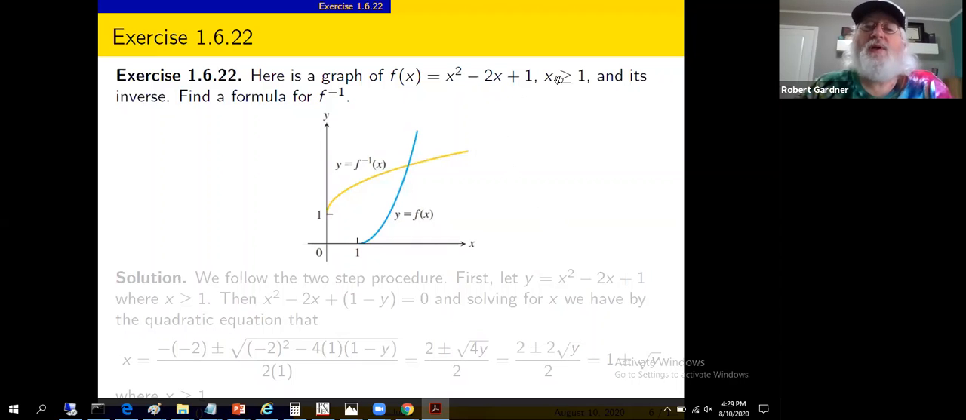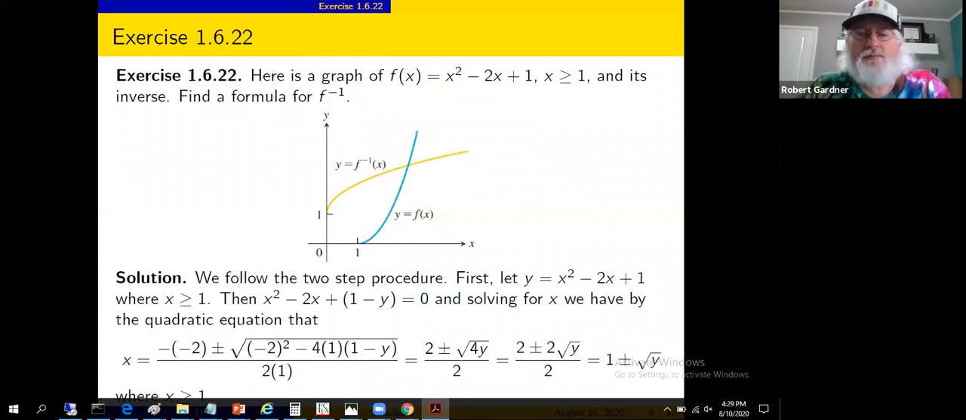All right, so they want a formula for f inverse. Fine, they gave us a formula for f of x. All we've got to do is this two-step procedure. We'll let y equals x squared minus 2x plus 1, where x is greater than or equal to 1. Maybe not the ideal place for a new line, but this is part of the formula, that x is greater than or equal to 1. All right, let's take the y to the other side and rewrite it as x squared minus 2x plus 1 minus y equals 0. We've got a quadratic in x.